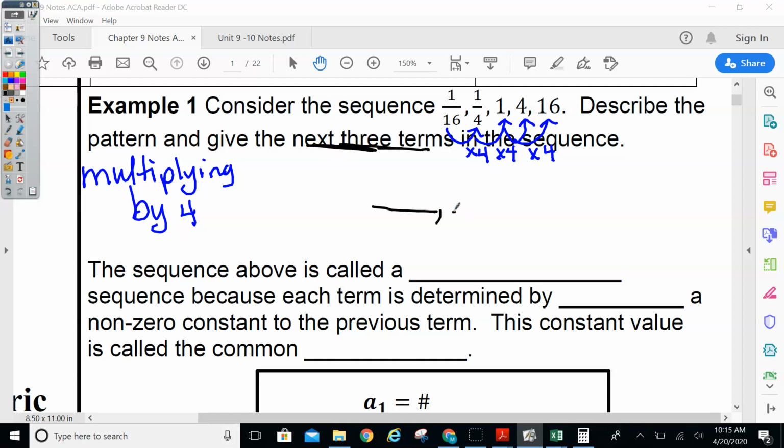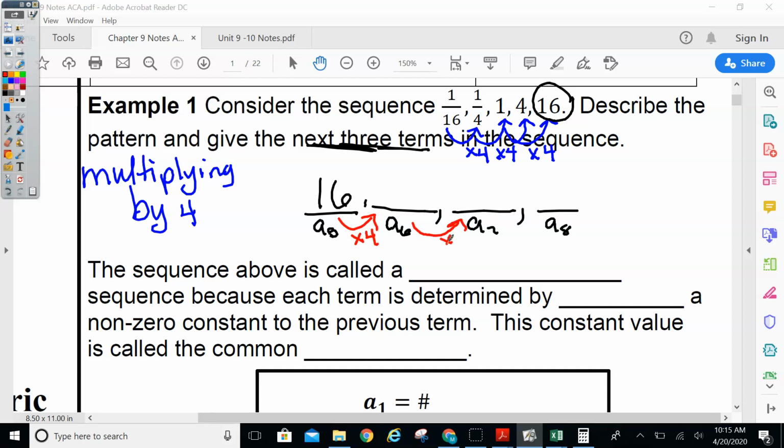So 1, 2, 3. Well, we're ending with 16, so 16 is this one. And we call this one A1 because it's the first one. A2, A3, A4. So this is A5 here that it's ended with. So it's asking for A sub 6, A7, and A8. These are the next three terms in the sequence. So here we multiply by 4, 16 times 4. Then we're going to do times 4 again, and then times 4 one more time.